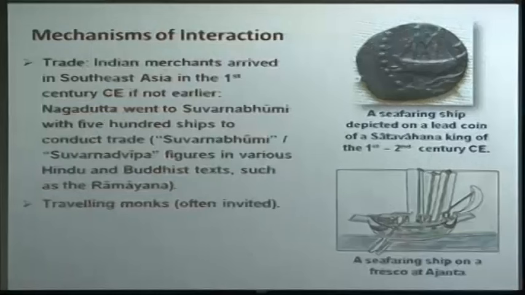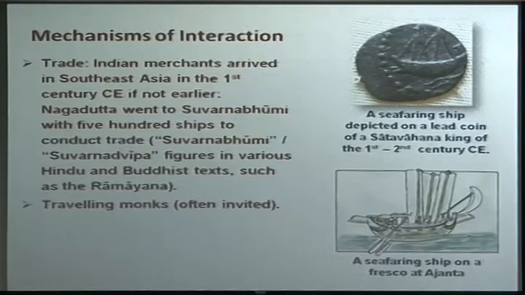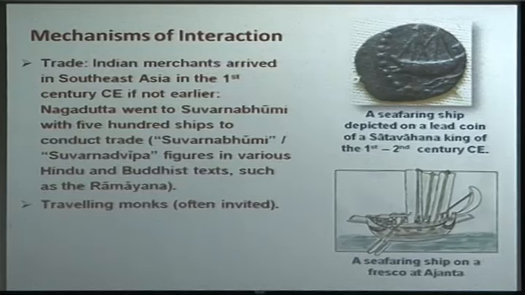The second mechanism, of course, riding piggyback on the trade networks, was traveling monks. And this we're going to see in greater detail. These monks were traveling sometimes out of their own will, but sometimes on specific invitation, and this will be the case particularly with China, from those countries. So the third is military campaigns, but this is extremely rare.